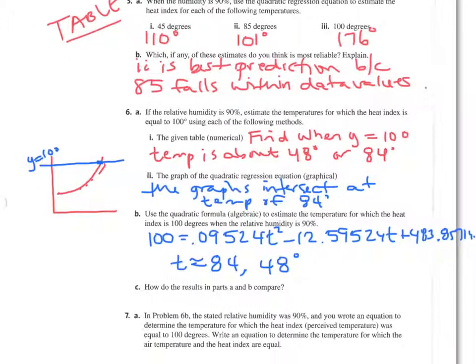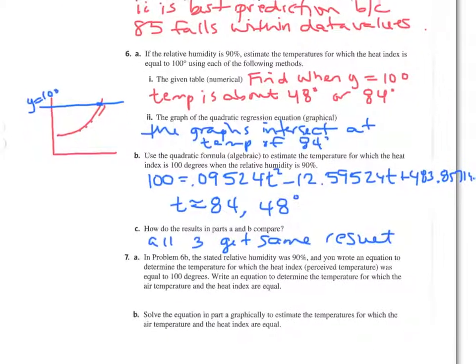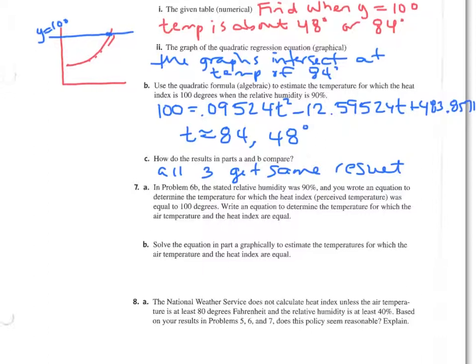So how do they compare? We should get the same thing. All three ways get the same result. So it's just different ways of finding the same value: graphically, using a table, and then algebraically.